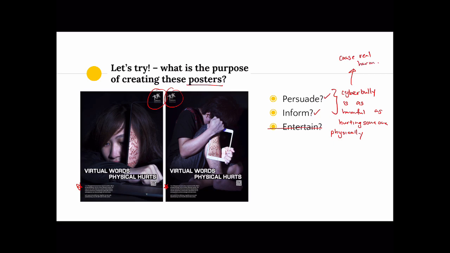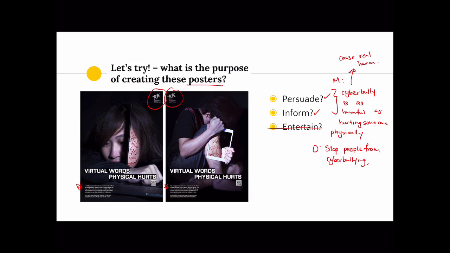And what do you all think this poster is trying to get their audience to do? Very likely the outcome is that they want people to stop cyberbullying, or that they want people to stop other people from cyberbullying.